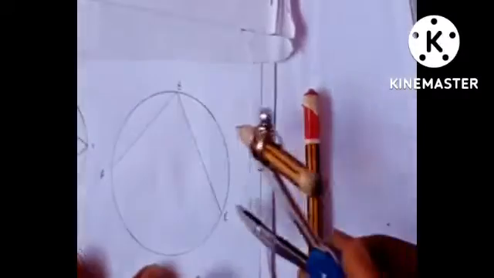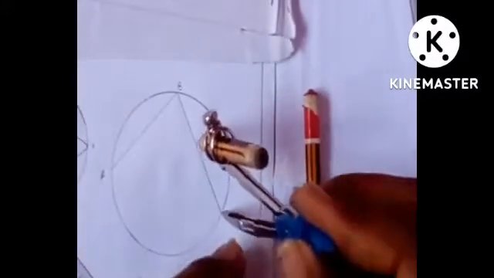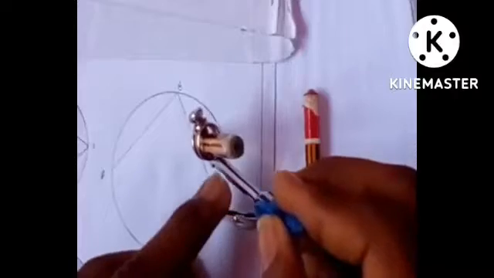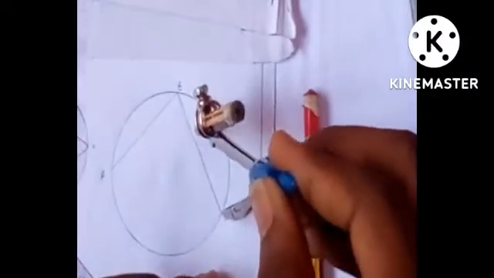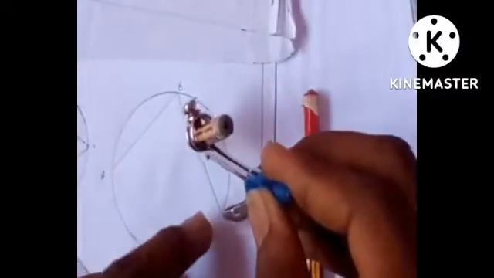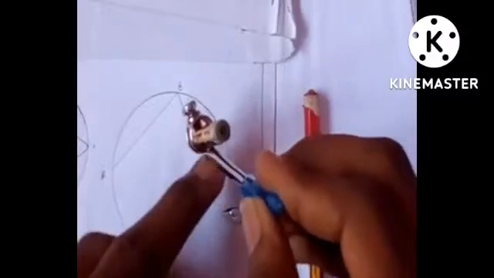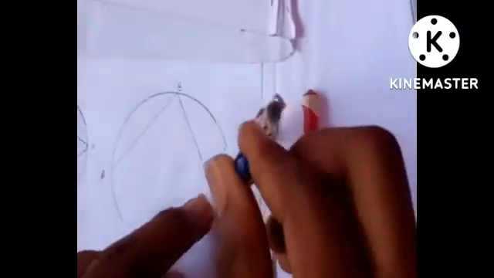The first thing is you put the sharp edge of your compass on one edge of the line. Then you open the compass to more than half of the length of the line. Then you cut an arc above. You also cut an arc below.